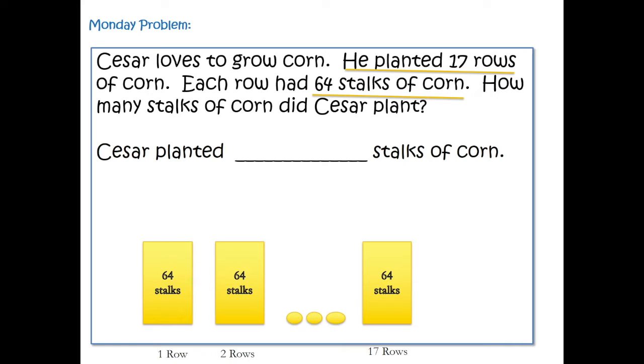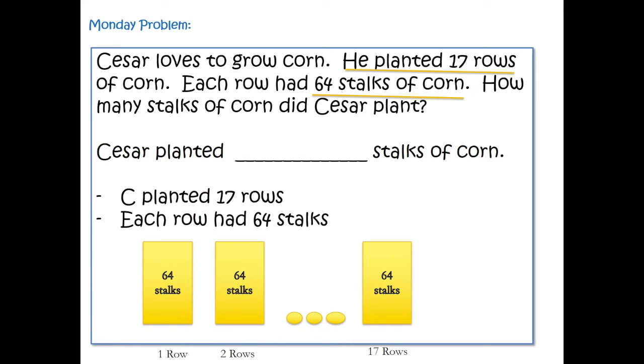After I visualized and rewrote my statement, now I need to jot down some important information. I'm just going to write a C to save me some time. Some important information is that C planted 17 rows, and each one of those rows had 64 stalks. After I've jotted down that important information, I want to, when in doubt, draw it out. Right here I can tell that I have one row, and that first row has 64 stalks of corn. And the second row has another 64 stalks of corn. All the way through, I have 17 rows with 64 in each.